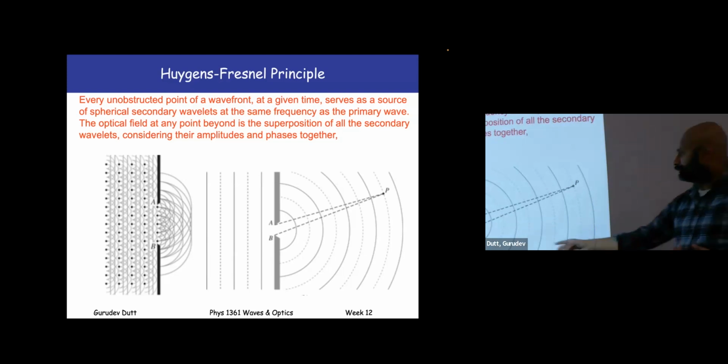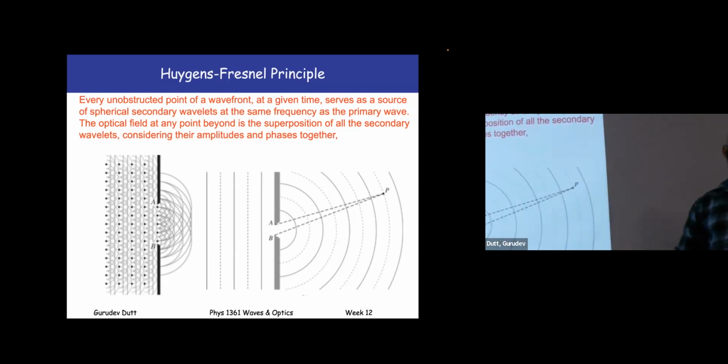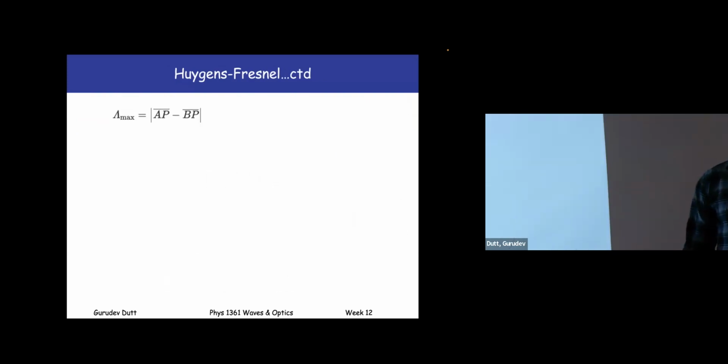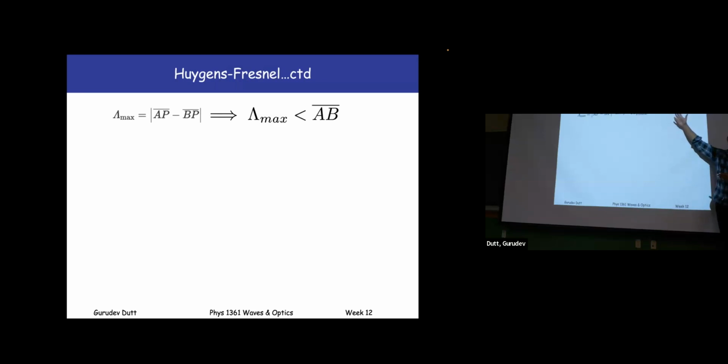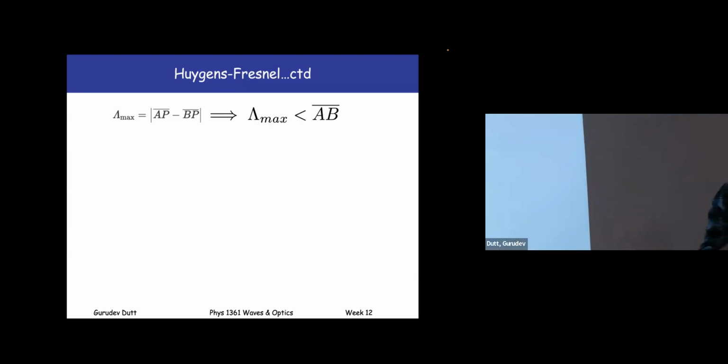Or you can argue using the triangle inequality in this big triangle created by A, P, and B, that will also give you the same result. So if lambda max, the optical path length difference, is just AP minus BP, then by this argument lambda max, the maximum path length difference, has to always be less than the size of the slit. That's all I'm saying. The path length difference cannot exceed the size of the slit itself.